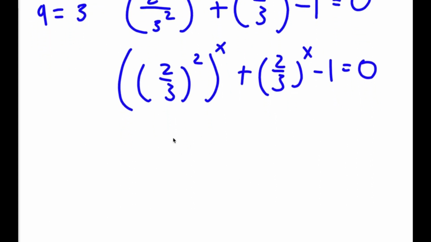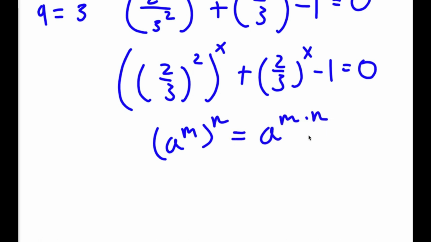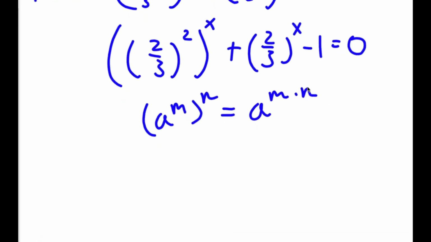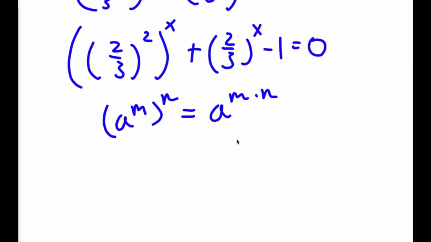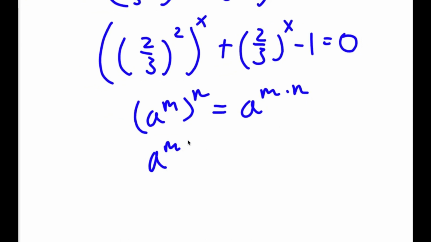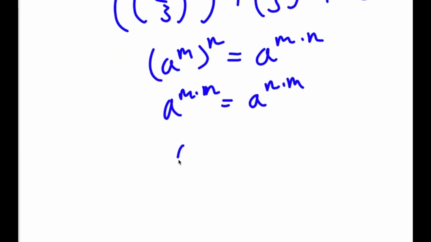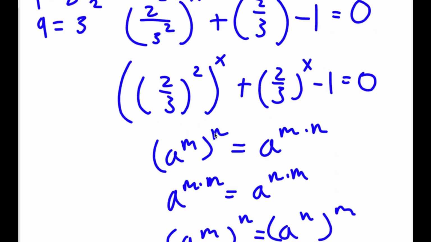Now if I have something in the form a to the power of m to the power of n, this is equal to a to the power of m times n. And notice how n and m are interchangeable because they are multiplying with each other, meaning a to the power of m times n is the same thing as a to the power of n times m. And if this is true, then this must mean that a to the power of m to the power of n is the same thing as a to the power of n to the power of m. So right here, I have 2 over 3 to the power of 2 to the power of x.